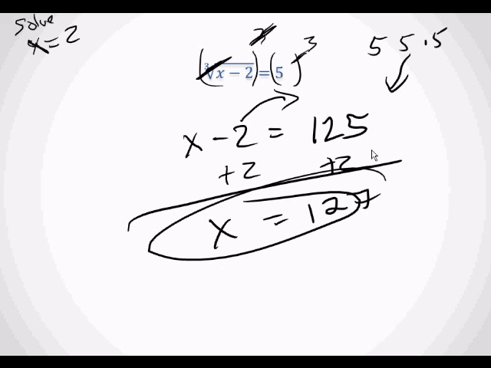Get the 2 to the other side. It's a minus 2. I'm going to add 2 to both sides. And I solve for x. X equals 127. Okay.